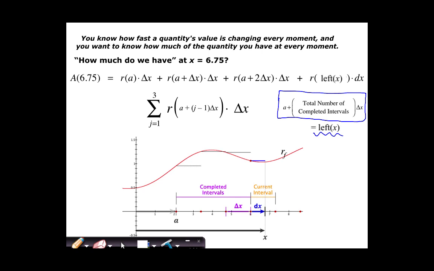All right, so if I want to find left of x, a plus total number of completed intervals times delta x. That's an ugly expression. We can call it left of x because it's nice, but also total number of completed intervals is kind of vague. It's not a computation. It's a sentence right now.